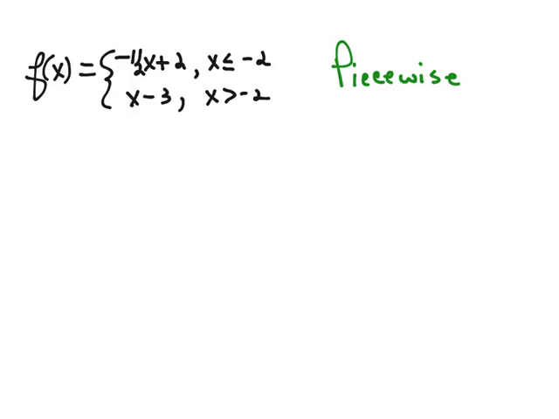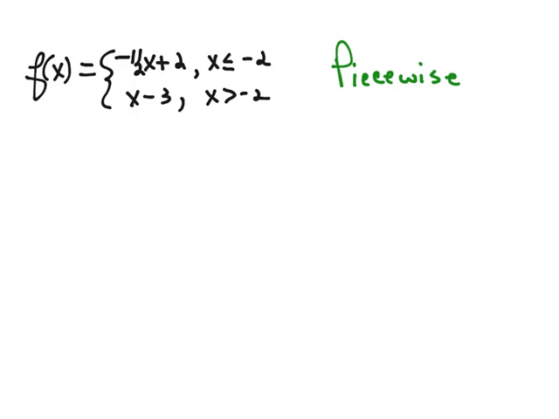So this function says that when x is less than or equal to negative 2, the function is equal to negative 1/2 x plus 2, and the function is equal to x minus 3 when x is greater than negative 2. So to graph a piecewise defined function, graph each of the pieces for the values of the domain that they're defined for.